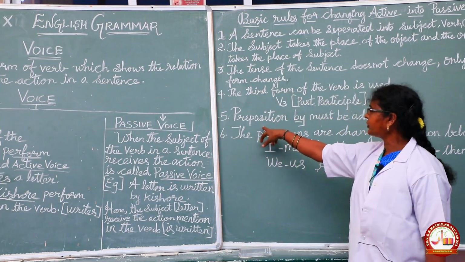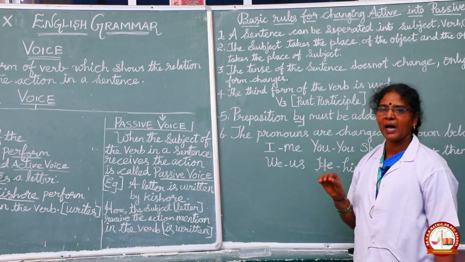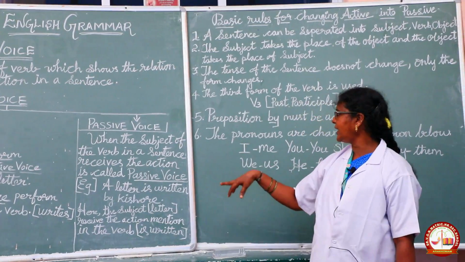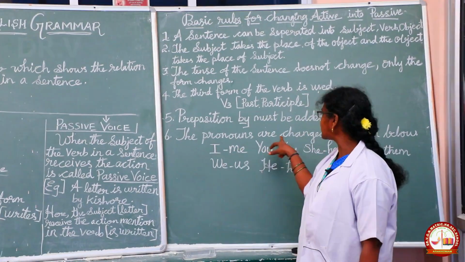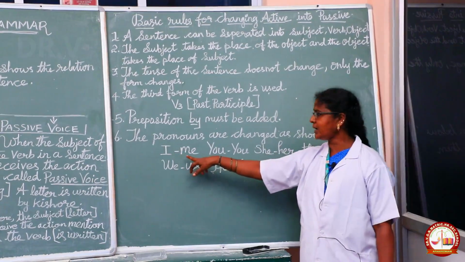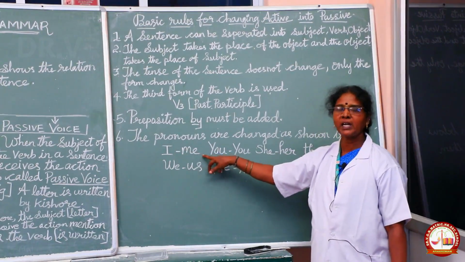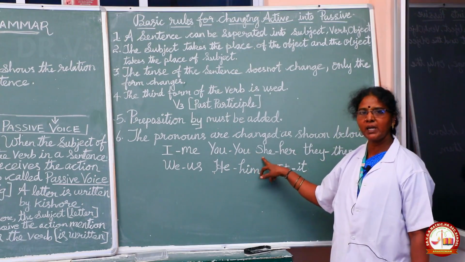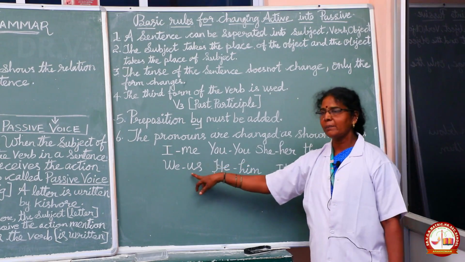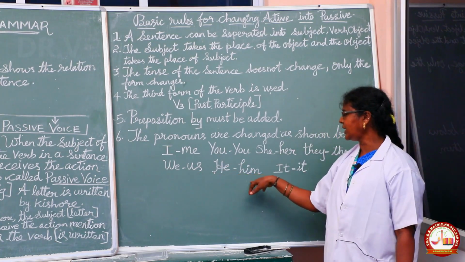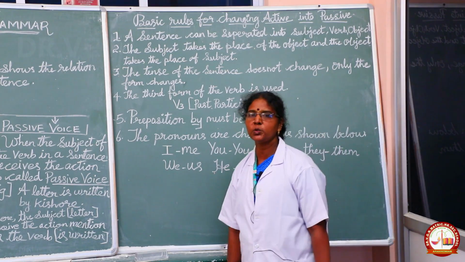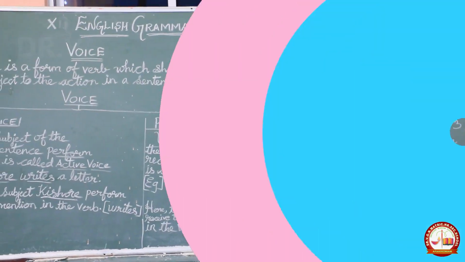The fifth rule, preposition by must be added. Next one, sixth one. The pronouns are changed as shown below. For example, I becomes me, you becomes you, she becomes her, they become them, we become us, he becomes him, it becomes it. So next we are going to see the change of verbs.